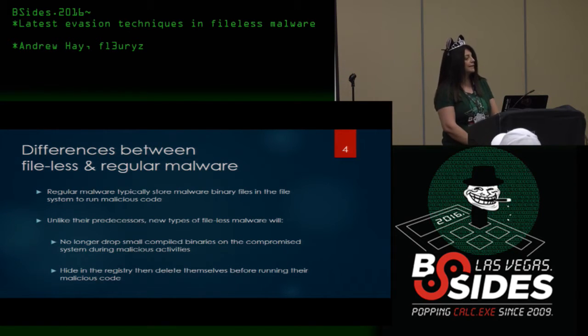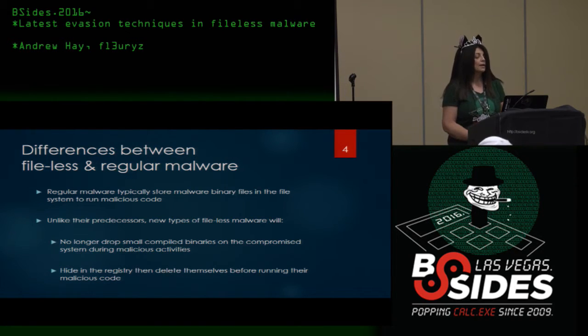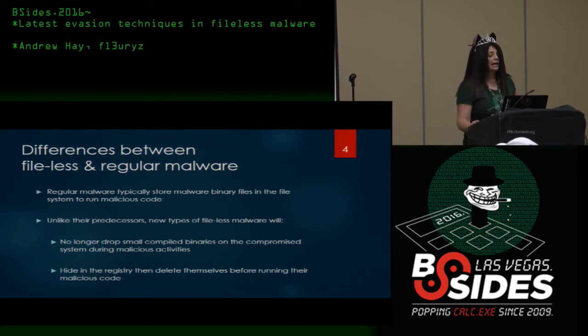Before we dig into fileless malware, we have to ask ourselves, what's the difference between fileless malware and regular malware? A regular malware is typically stored as a malware binary file in the file system to run malicious code. Unlike their predecessors, this new type of fileless malware no longer drops small compiled binaries on the compromised system during malicious activities. Typically, the latest technique is primarily to hide in the registry, then delete themselves before running their malicious code.